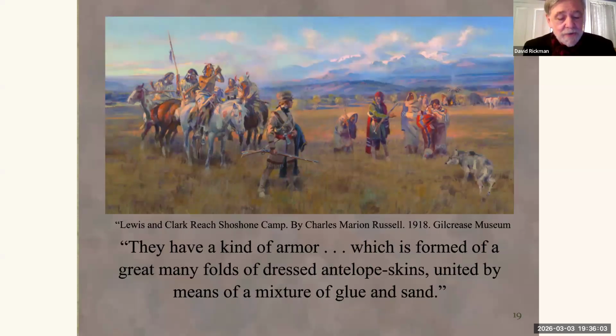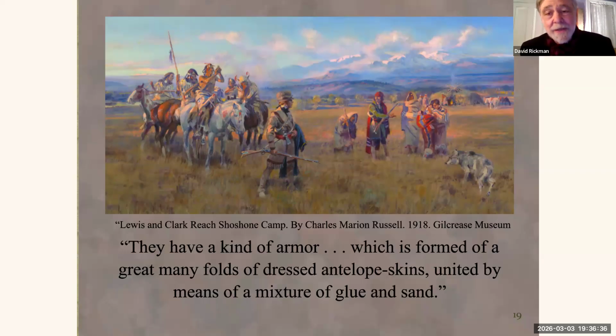As late as 1805, Lewis and Clark wrote of the Lemhi Shoshone that they met with on their way to the Pacific that they have a kind of armor like a coat of mail, which is formed of a great many folds of dressed antelope skins, united by means of a mixture of glue and sand. With this, they cover their own bodies and those of their horses and find it impervious to arrows. Clearly, the Shoshone at this point had not yet received the number of guns that tribes further to their south had already begun to obtain.